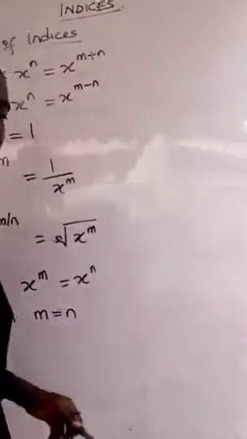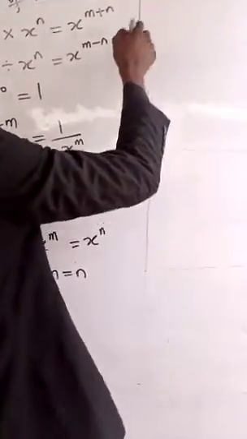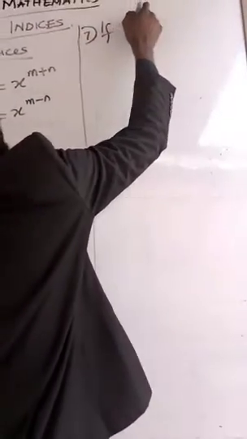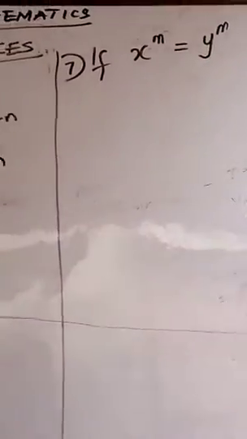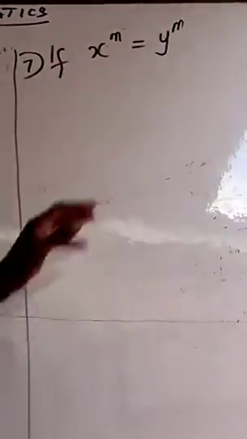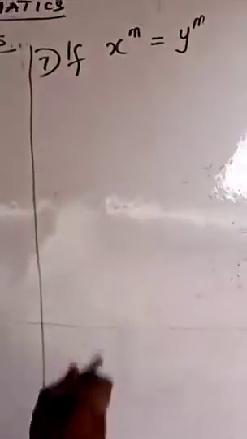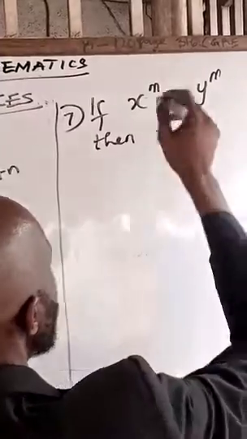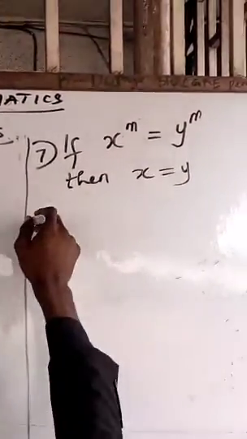Then rule 7. Rule 7 is similar to rule 6, but this time around the powers are the same. So if x raised to power m is equal to y raised to power m, I believe you guys will guess this right. Now two indices are equal to each other, but this time around the powers are the same. So since the powers are the same, then that means the bases will be the same.